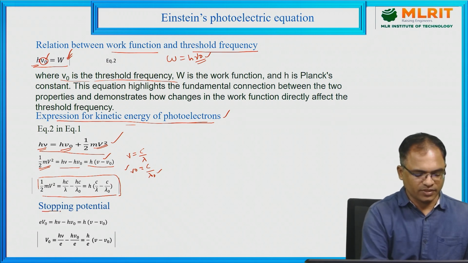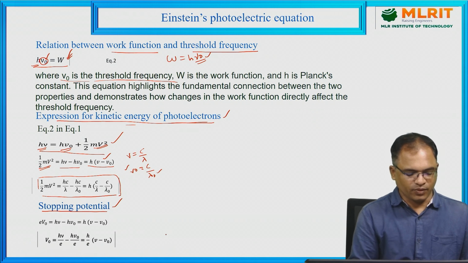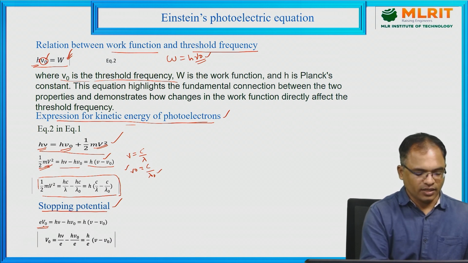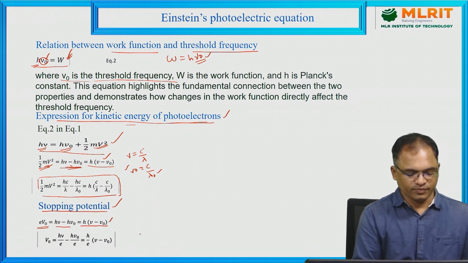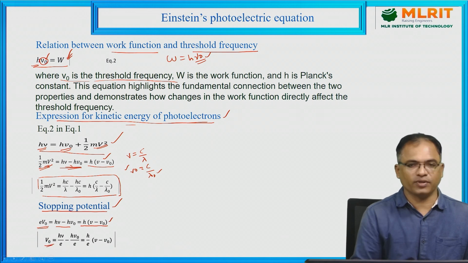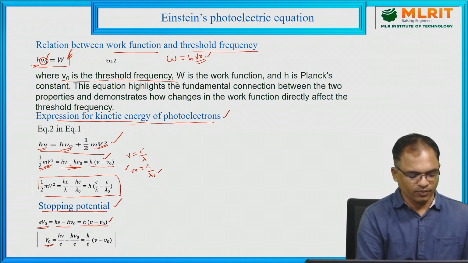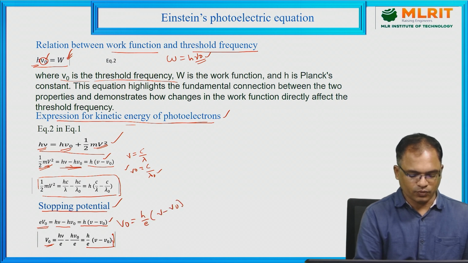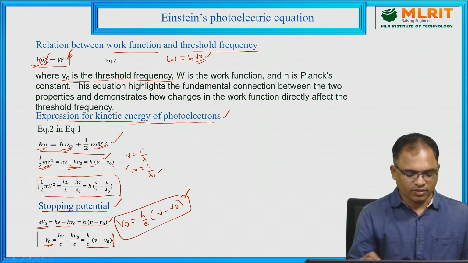Now, expression for stopping potential. So we know eV naught is also nothing but kinetic energy. So kinetic energy half mv square is also written in terms of stopping potential as e into V naught, that is equal to h nu minus h nu naught, that is h into nu minus nu naught. And from this expression we can write the expression for stopping potential. V naught equal to h nu by e minus h nu naught by e, that is h by e into nu minus nu naught. So that is the expression for stopping potential.